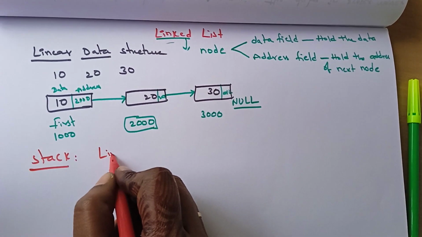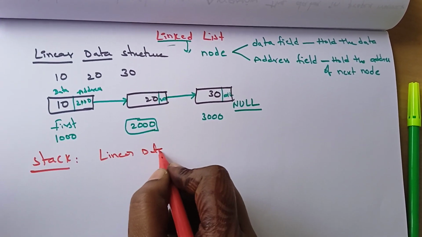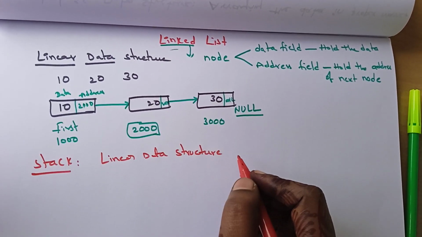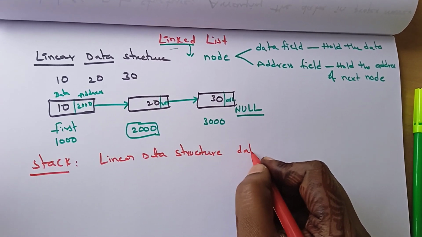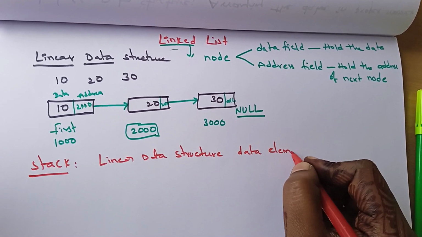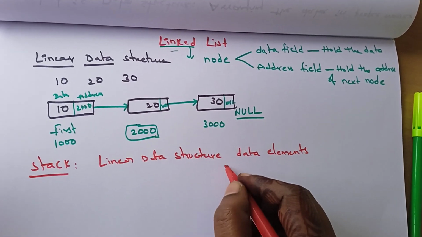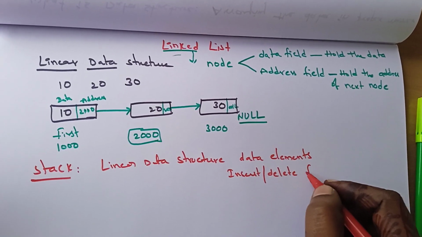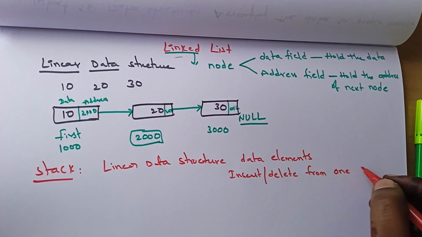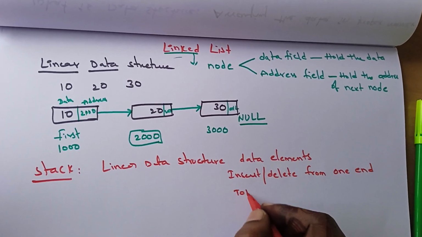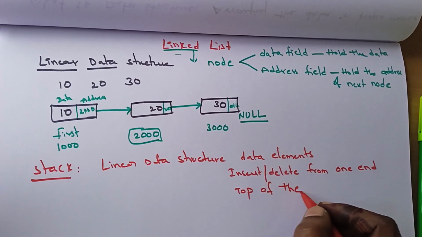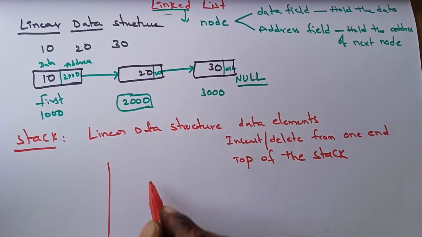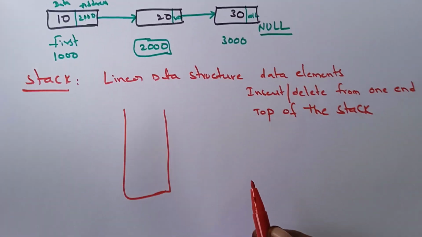Stack is also a linear data structure where we store the data elements, we insert the data elements, or we delete the data elements from one end, which is called the top of the stack. Now let's look into this. This is my stack. It looks like a bucket.